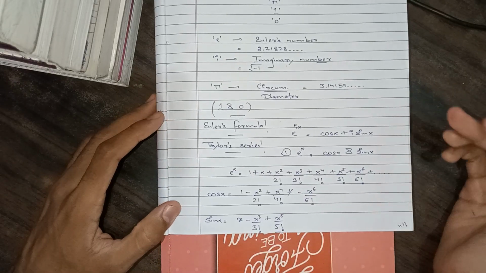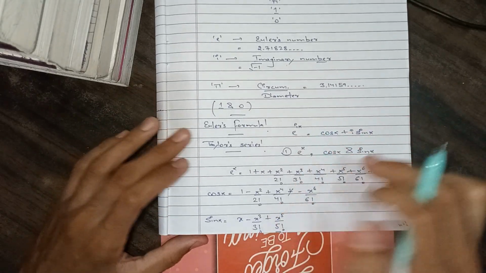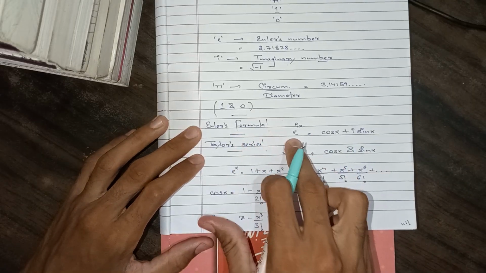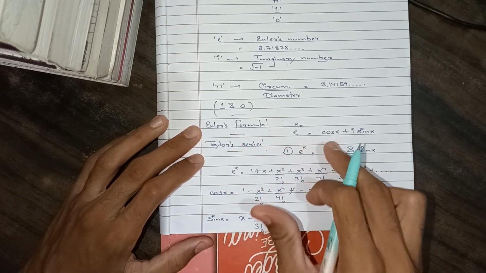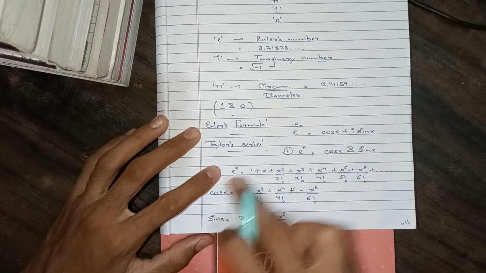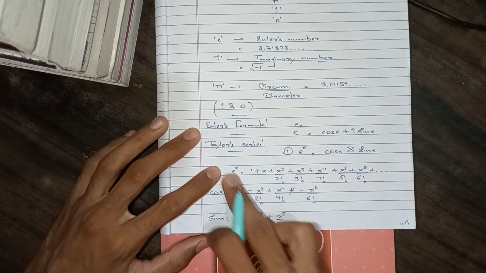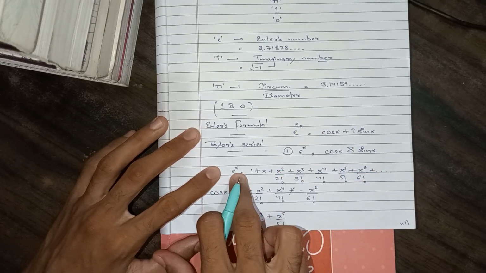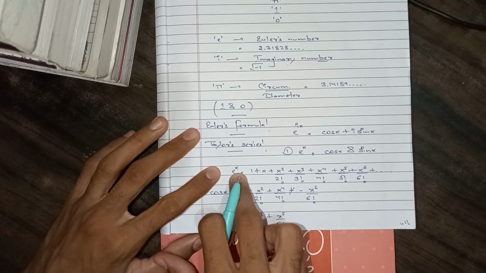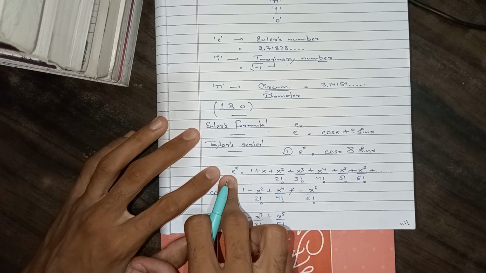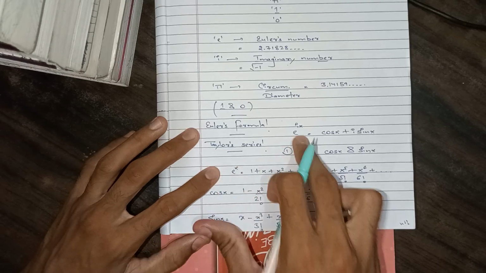Okay, so what we have to do here is, in Euler's formula we have e to the power ix equals cos x plus i sin x. So for that we have to obtain e to the power ix. So instead of x in this equation for e to the power x, we can write ix.